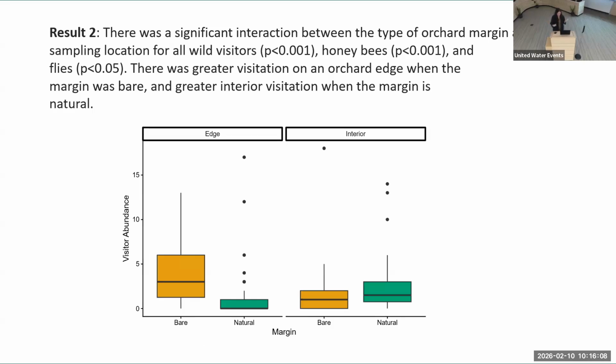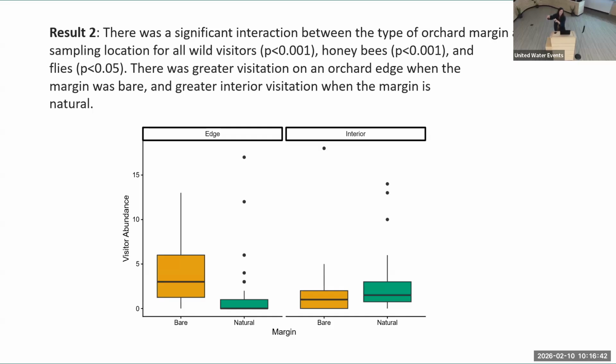Kind of makes sense. Then we looked at the differences in visitor abundance between the edge and interior at the sites that had bare margins and sites with hedgerow margins. And that was just based off dividing our farms into these coarse categories of having a hedgerow or not having a hedgerow. It doesn't take into account the number of actual flowers on each farm. But what we saw was that there was more visitation on the edge than the interior when the margin was bare, and greater interior visitation when the margin was natural.